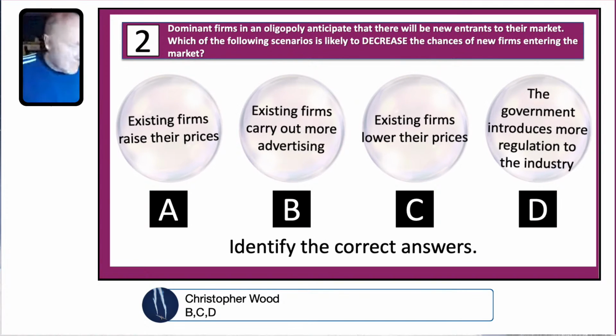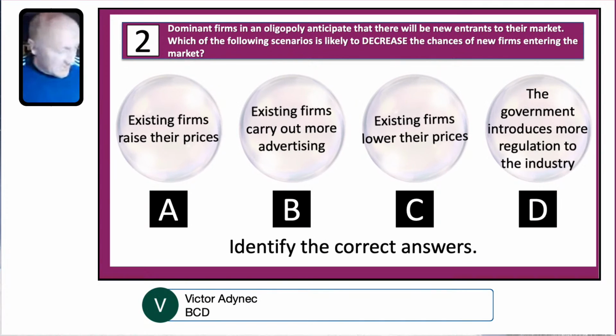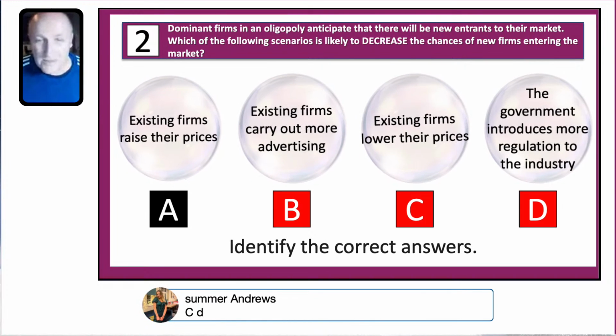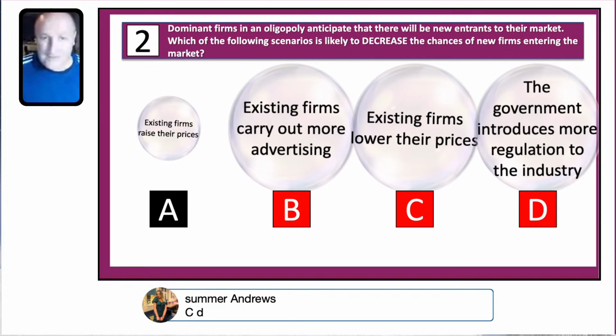What do we think here? Chris thinks B, C, D. Sheila says B, C, D. Olivia confirms it. Let's check what we think our answers are. And we think the correct answer is coming from the screen.